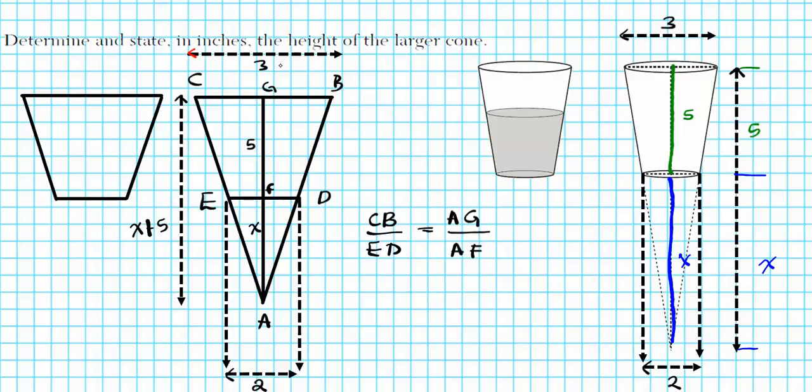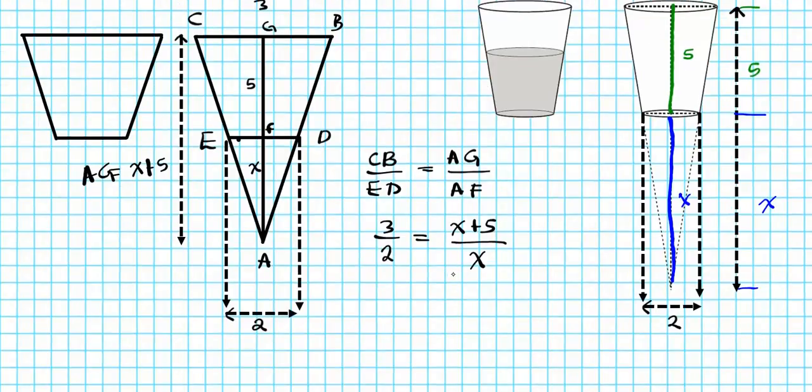So CB is 3, as you can see. ED is 2. AG is the entire length, x plus 5. That's what AG is. And AF, the altitude of the smaller triangle, is x. So that's the proportion we have. We're solving for x first, and then we want to remember what we're asked to find: the height of the entire cone. That's going to be AG. So let's solve this for x first and then find out what AG is.